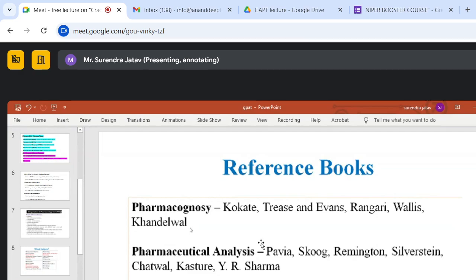These are my core planning. I am not here to discuss standard reference books for the subject. This you can already take from Google.